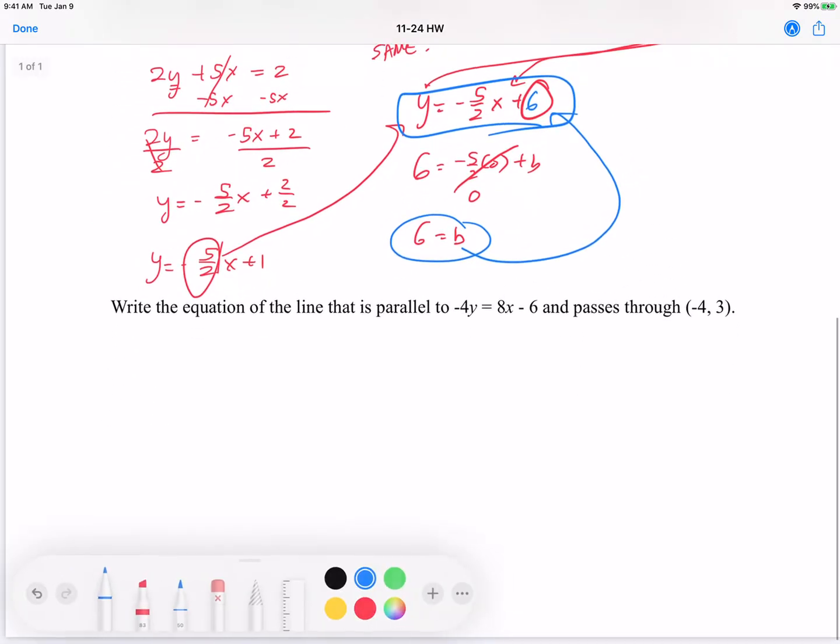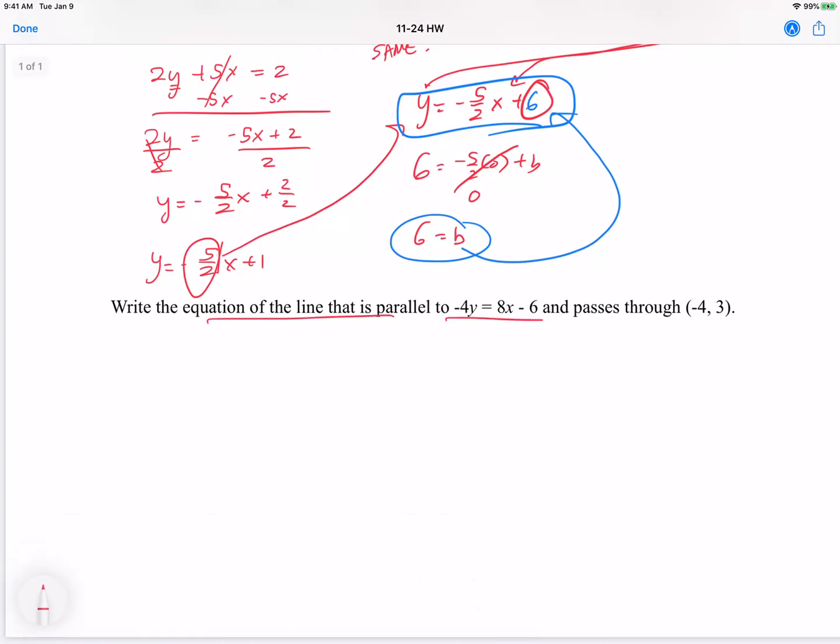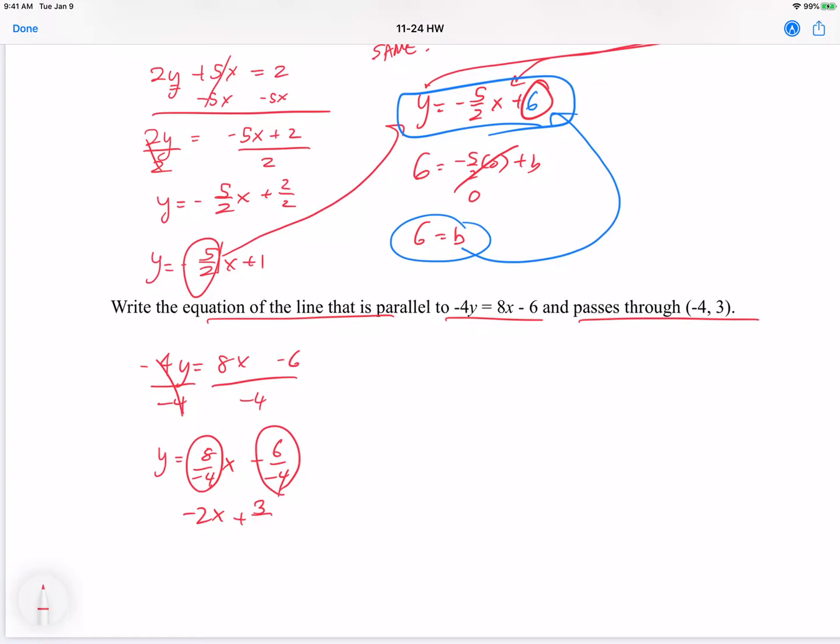All right, last question. Write the equation of the line that is parallel to this and passing through that. So here, -4y is equal to 8x minus 6. Divide by -4 on both sides of the equation, and you get y is equal to 8 over -4x minus 6 over -4. This becomes -2x, and this becomes plus 3 over 2. That's my equation, but it wants to pass through this point and be parallel to this equation, so we use the slope. You get y is equal to -2x plus b.